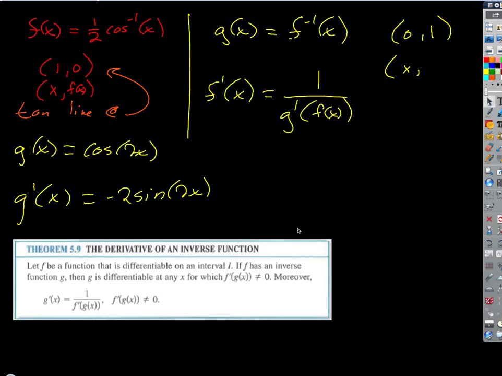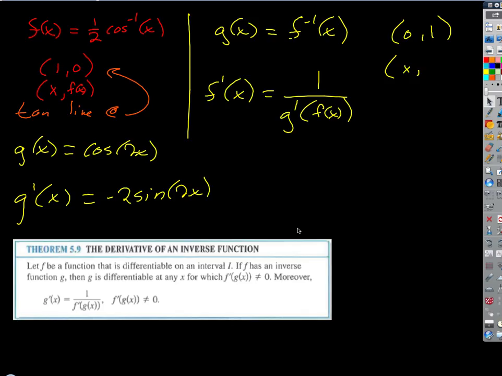Okay, so does everybody see this here? If f is a function that's differentiable on an interval, and if f has an inverse, and g is the inverse, right? So for us, what we said was we're looking for... see, ours would have been defined backwards.